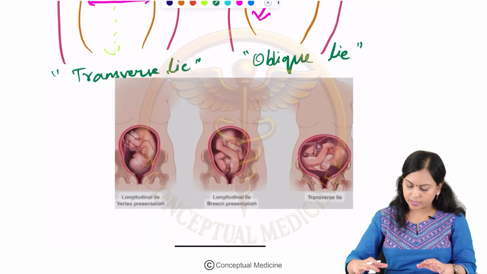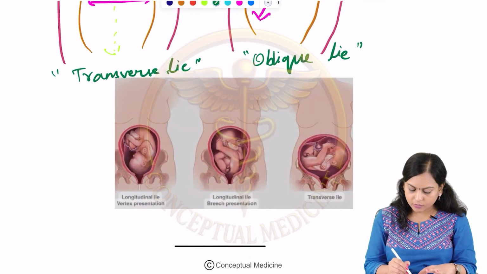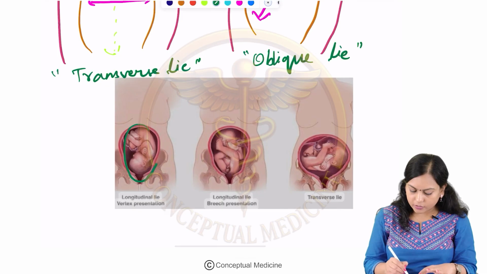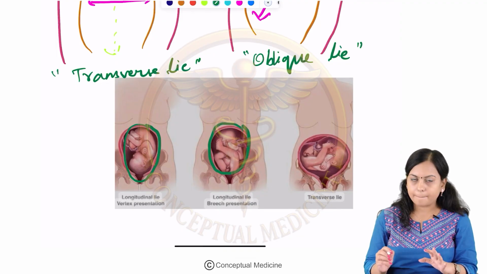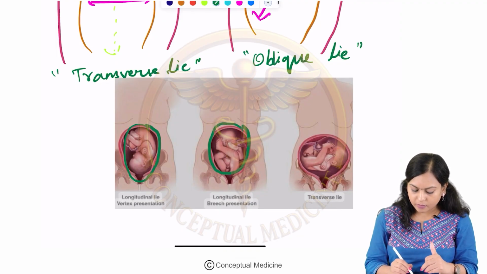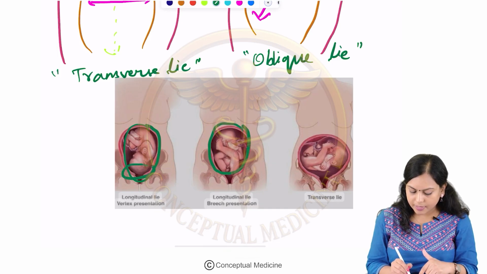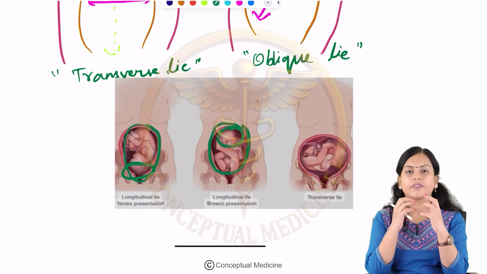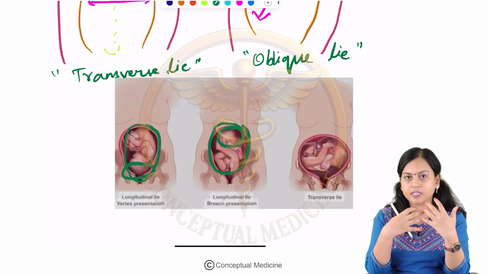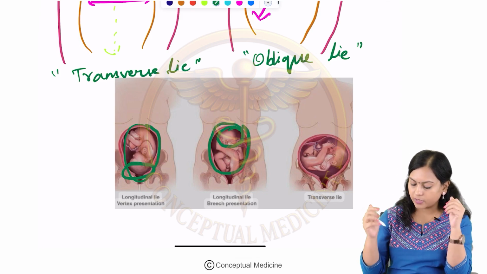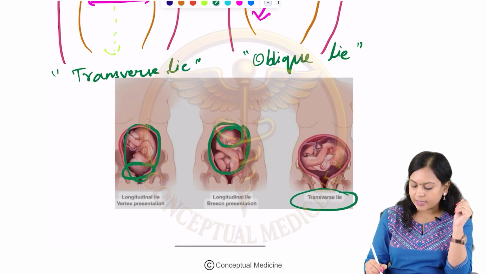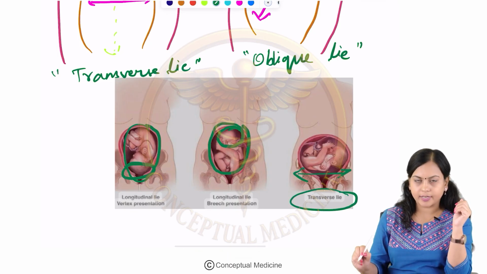So, this is a picture for better understanding, okay. So, this is a longitudinal lie, okay. This is also a longitudinal lie, but remember, while seeing the pic of the baby, you are able to see the head of the baby is downwards, whereas here the head of the baby is upwards. So, whether it is a cephalic presentation or a breech presentation, the lie is longitudinal lie, okay. And this is a transverse lie where the baby is lying horizontally, okay.